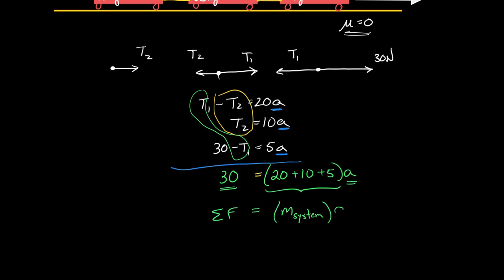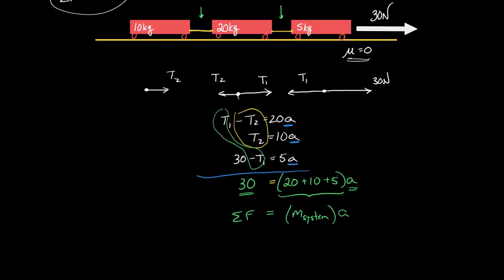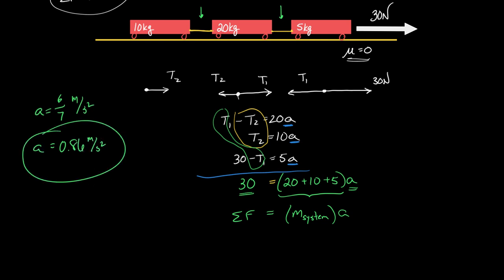If done right, you will see this in any problem that has multiple objects with the same acceleration. It's a way to know that your arithmetic has been done correctly. Of course, this also tells us that our acceleration is 6/7 meters per second squared. I believe that's 0.86 meters per second squared. Now, if you want to go find T1 or T2, you had to get the acceleration to do this. And I'd probably start here with T2 equals 10A.